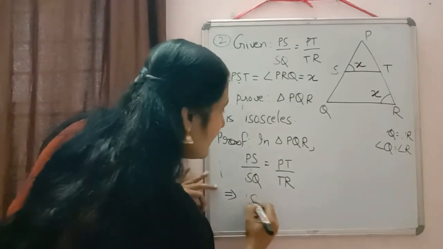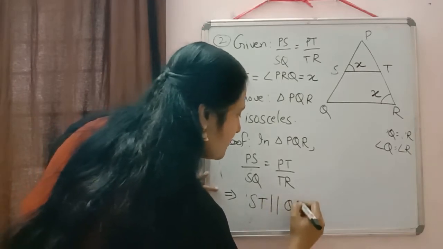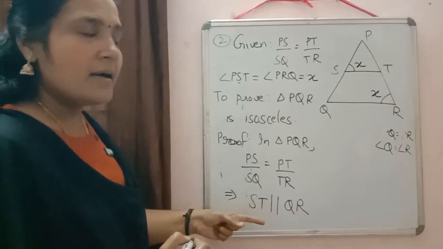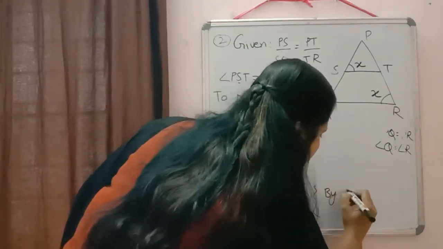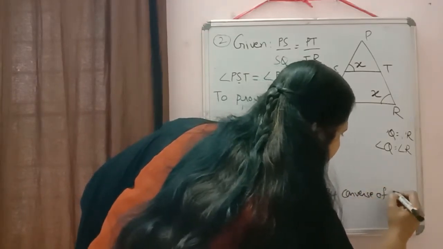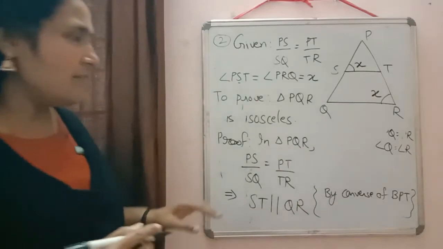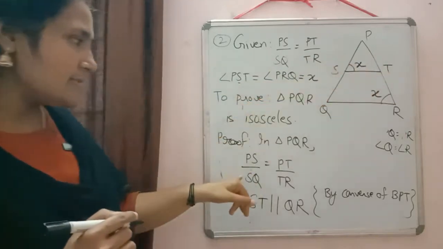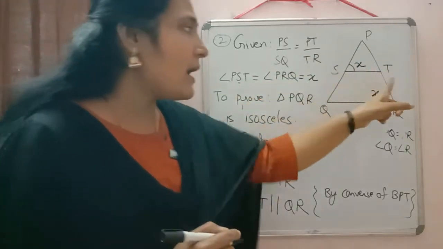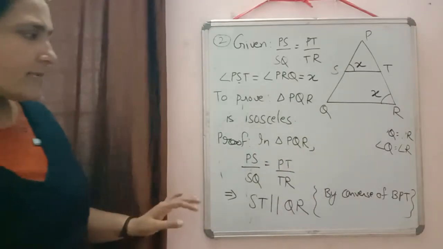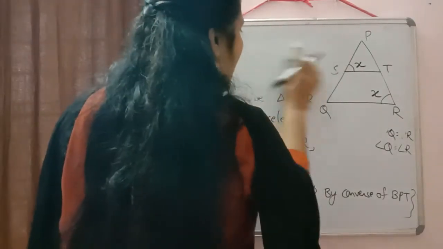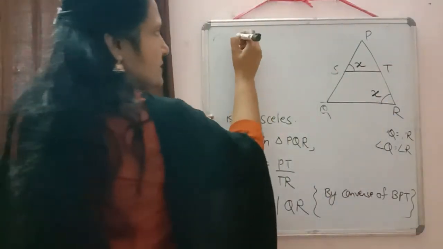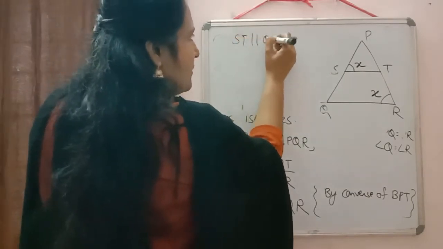Yes, we can say ST is parallel to QR. How are we saying this? Yes, by converse of BPT. It was given in this way: if a line segment divides any two sides of a triangle in the same ratio, then it will be parallel to the third side. So we got ST parallel to QR. Just to write down again, ST parallel to QR.